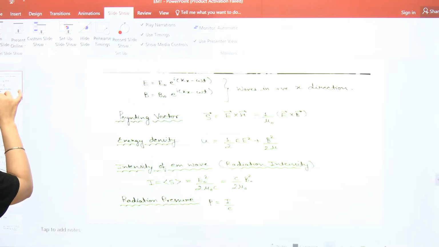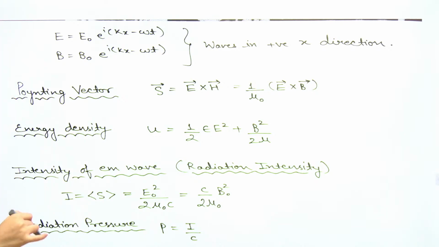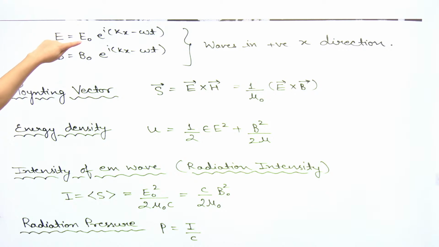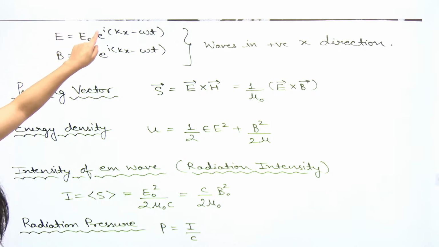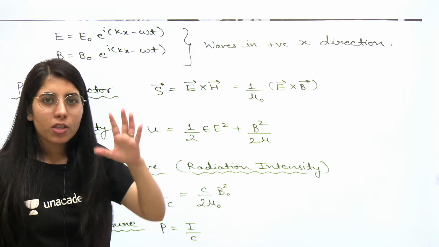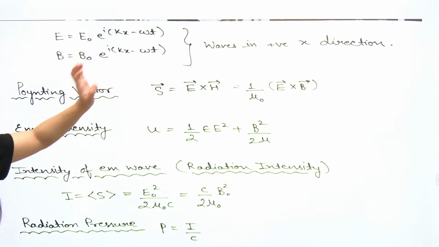Guys, here are a few more very important formulae. Let me tell you about them too. Look at this. This is the general expression for the plane wave, the electric field expression and the magnetic field expression in the electromagnetic case. These general expressions should be clear to everyone: here we have E naught, B naught, e to the power iota (kx minus omega t). When the wave is moving in the positive x direction, this will be the expression you have.